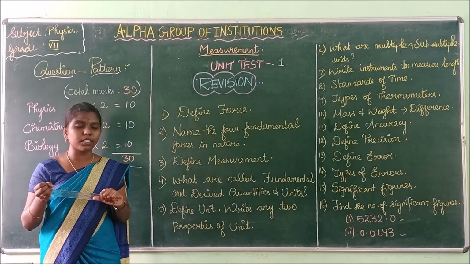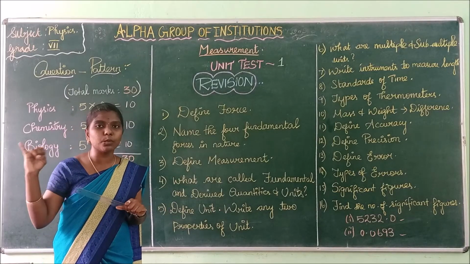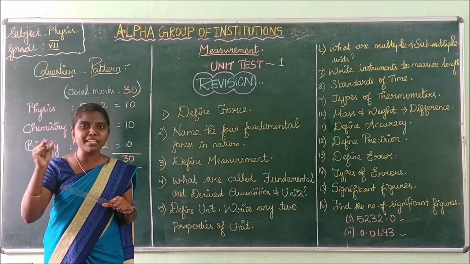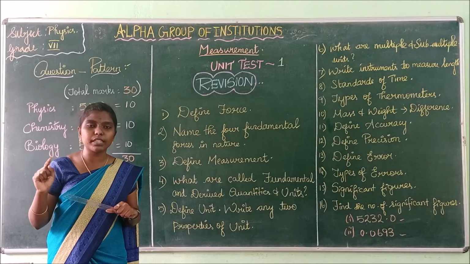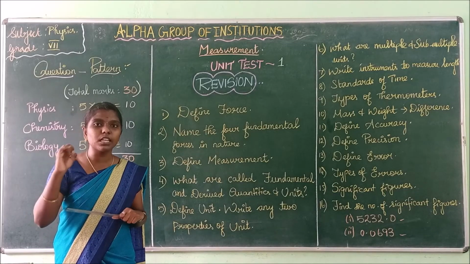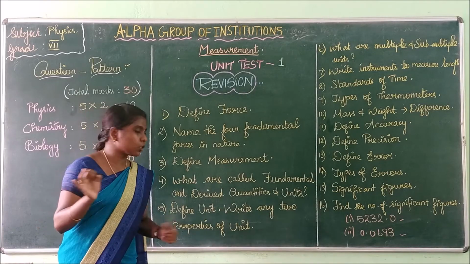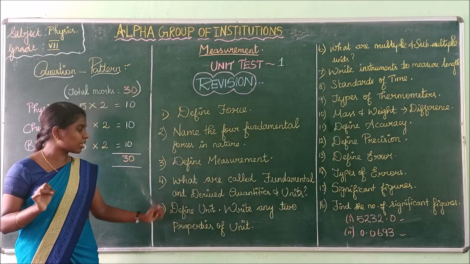Next, derived quantity. The quantities that combine 2 or more fundamental quantities are derived quantities. The examples for derived quantities: area, volume. You have to write the example along with the definition. Don't forget to write the example.